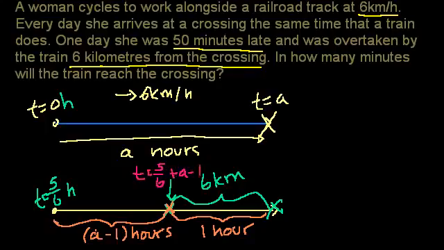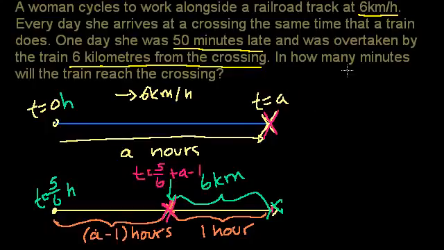So there I think we now have all the information we need to solve this problem. On the day she's late, the train passes her at time is equal to 5/6 plus a minus 1 hours, where a is the amount of time it normally takes her to travel her entire route to the crossing. We know that the train passes this point at t is equal to a. So if we want to know how many minutes it takes the train to go from this point to this point, we just have to subtract the two times.